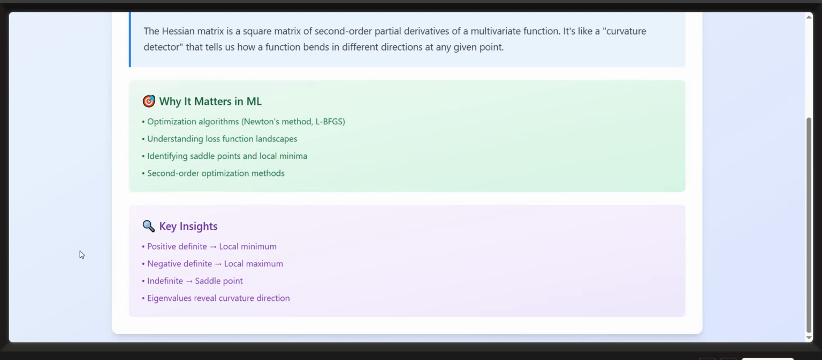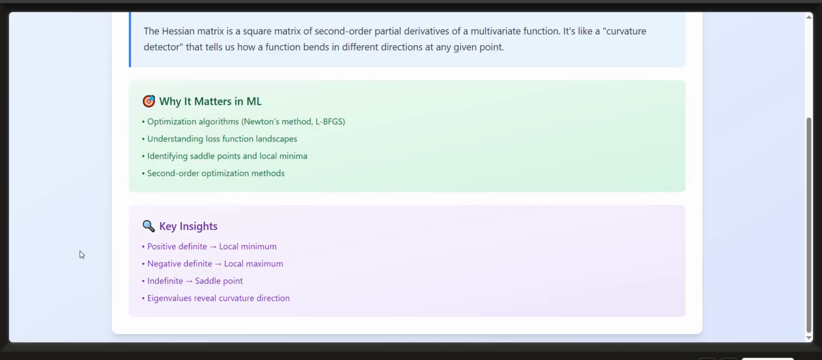And another thing, understanding the shape of the loss function helps us avoid getting stuck at saddle points. These are points where the slope is zero, but it is not a minimum or maximum. The Hessian helps us detect these spots. Basically, it's a tool that gives us a better sense of the terrain, so to speak.